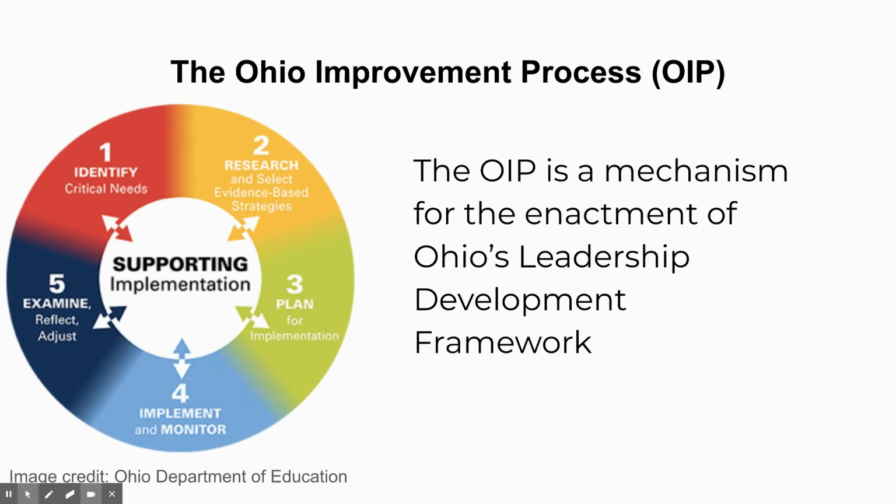So this is part of the Ohio Improvement Process. What is that? The Ohio Improvement Process is a mechanism for enacting Ohio's Leadership Development Framework. What does that mean? The framework is the use of collaborative leadership structures, which we have at our district, such as our district leadership team, our DLT, our building leadership teams, and our teacher-based teams. So our DLTs, our BLTs, and our TBTs, these are collaborative leadership structures, which we use to share responsibility for improving school achievement. That is the Ohio Leadership Development Framework. The OIP is there to enact that.